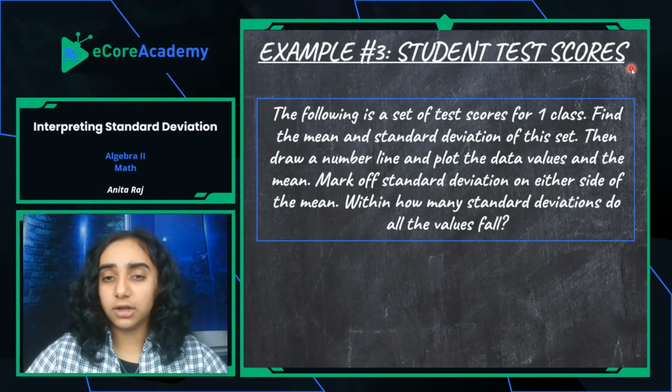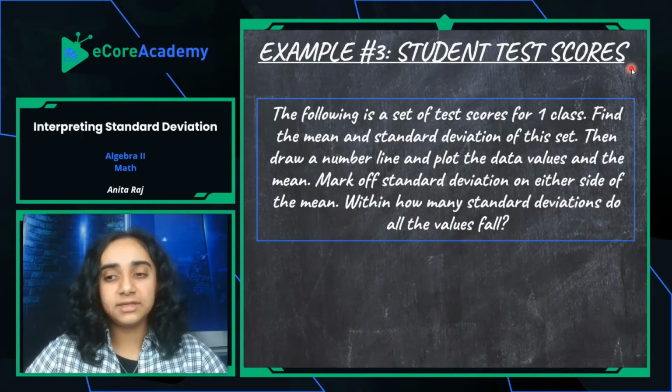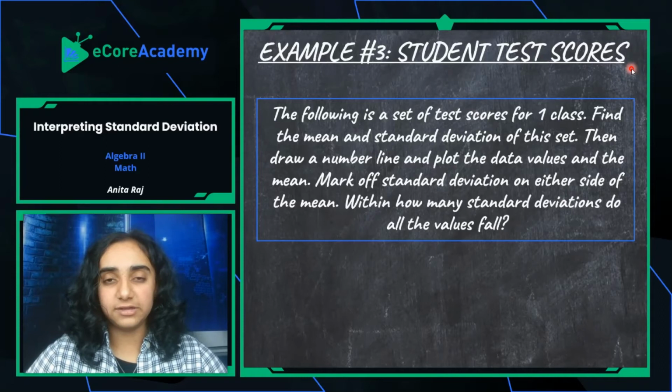Then we are going to draw a number line, a simple number line. Hopefully you remember those from pre-algebra, algebra 1, even before that. And then we're going to plot the data values of the test scores, and then we're also going to plot the mean with them. Afterwards, we're going to mark off the standard deviations on either side of the mean, like I was just talking about. Our final question that we're trying to answer is within how many standard deviations do all of the values fall?